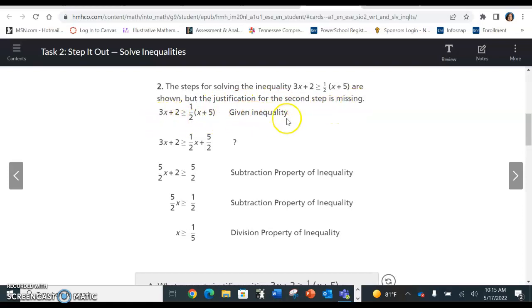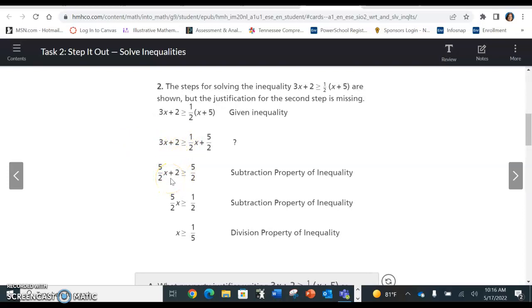All right, to go from the given inequality to this step here, you can see that the grouping symbols, the parentheses, are missing. So they use distributive property to do 1/2 times x and 1/2 times 5, which is 5/2. So that is considered distributive property. After that, they subtracted 1/2 from both sides. So they had to make this a fraction in order to be able to subtract 1/2 from that. So 3 minus 1/2 is 2.5. So 5/2 x is just 2.5. But if you need to rewrite that as a fraction, you can do so.